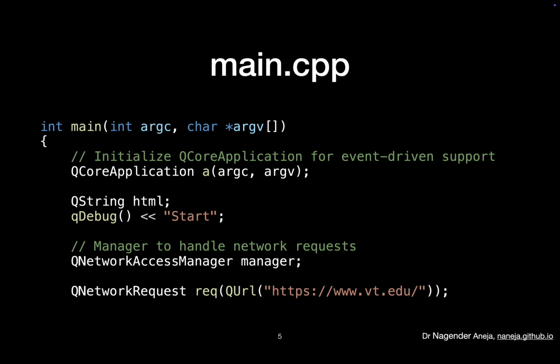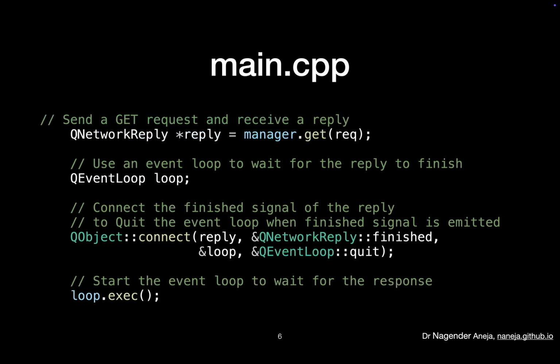Okay. Now first we create a manager to handle the network request. So we are going to send a request, get a reply. So that's our manager, QNetworkAccessManager. Okay, so QNetworkRequest, we have the request here, and that's the QUrl. And in the QUrl, we are passing, for example, vt.edu. We say that that's the URL and that's our request, and we pass this. We created this request of type QNetworkRequest, right? So that's our request object now.